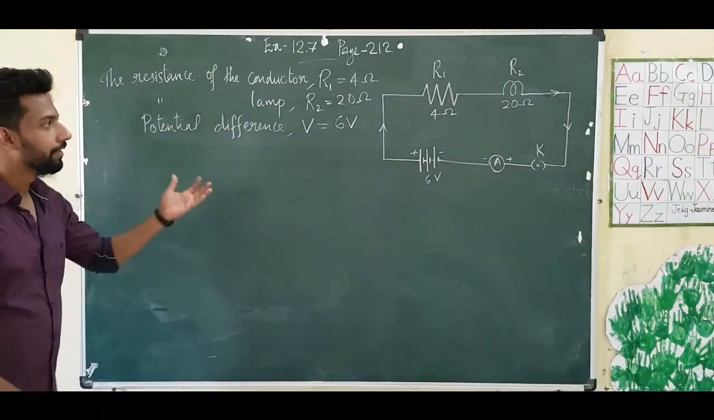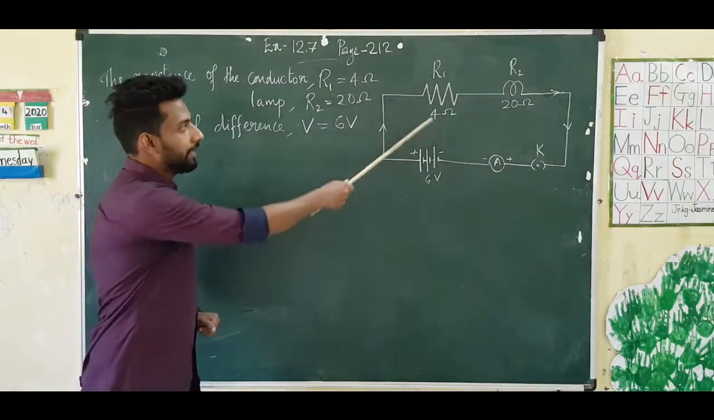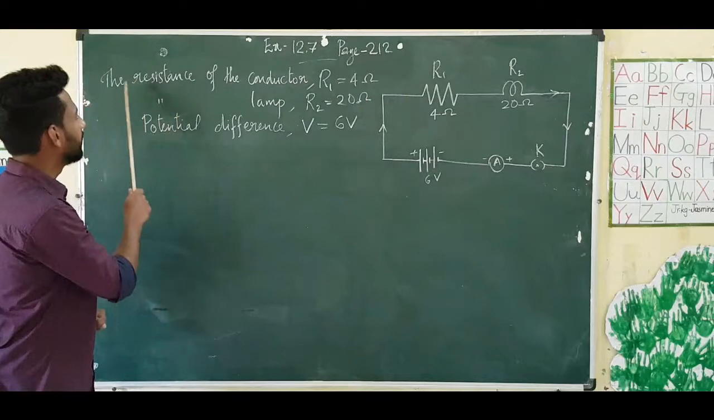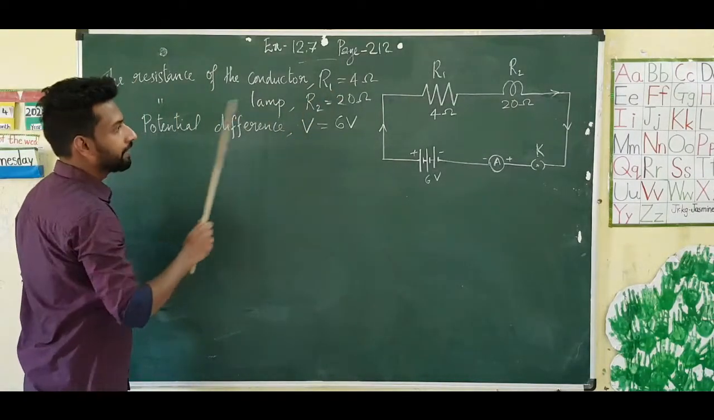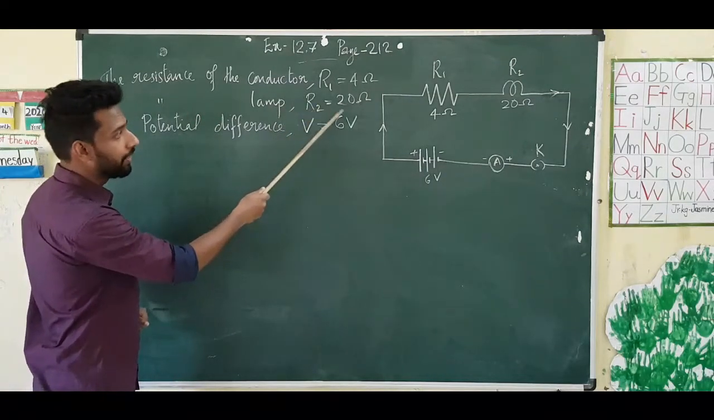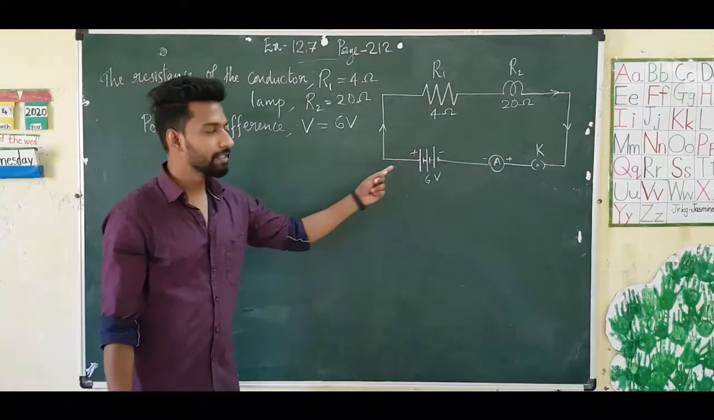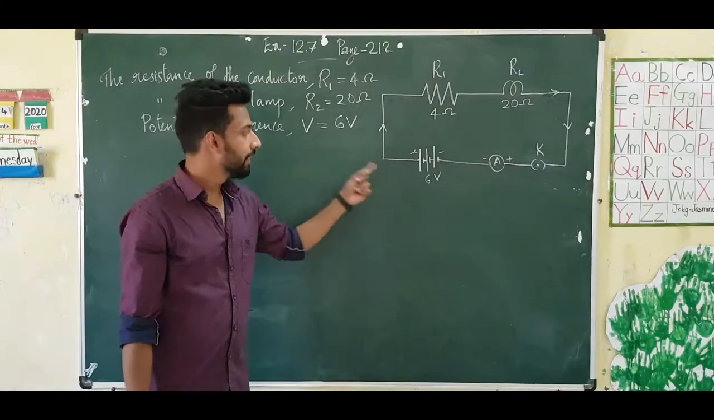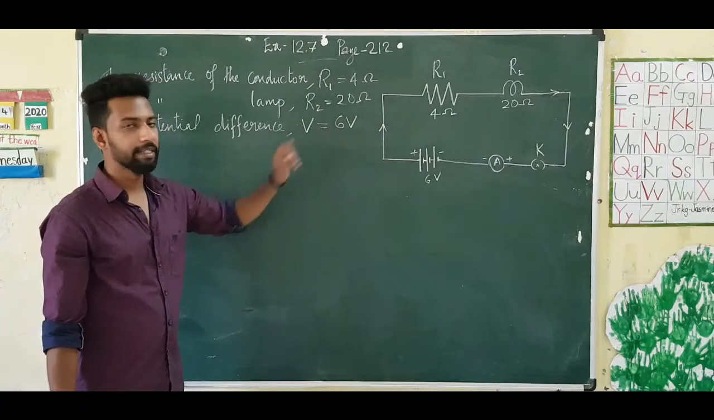First, we have to write the quantities given in the question. I have written the resistance of the conductor R1 equal to 4 ohm, and the second one is the lamp. The resistance of the lamp, that is represented by R2 equal to 20 ohm. And one more quantity is also given, that is the potential difference of the circuit, that is 6 volt. So it is represented by V equal to 6 volt.